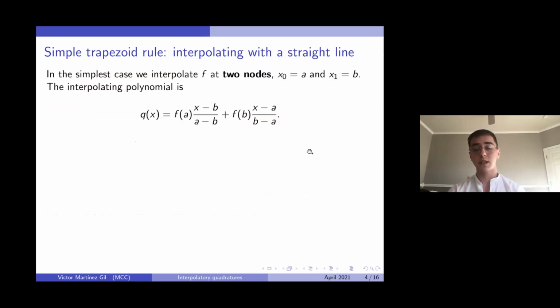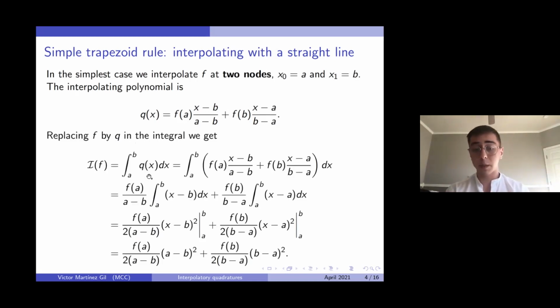All right, let's start with the most basic idea, which is only using two nodes. We're going to choose a and b in this case. The interpolating polynomial is this, and we can check it pretty quickly: whenever we input a as x, this goes to 0, and this just stays as q of a equals f of a, which is true. So this interpolates. And of course, it happens the same way if we plug in b. So we know that this works.